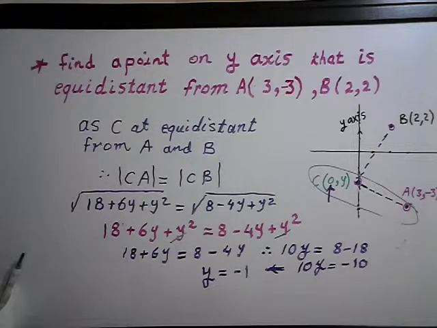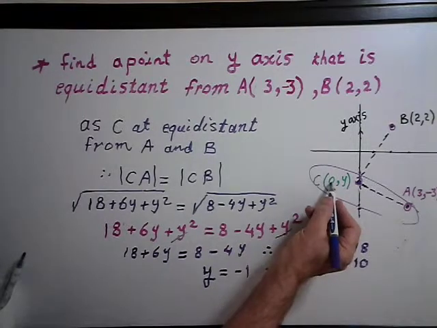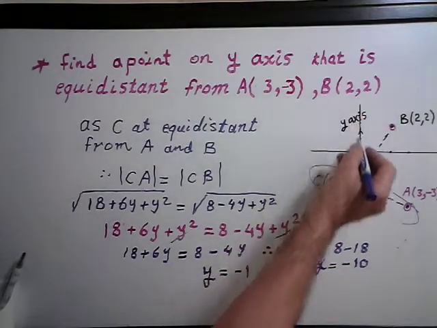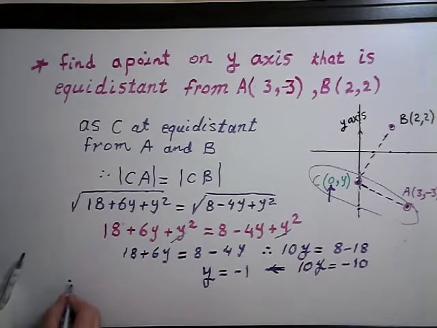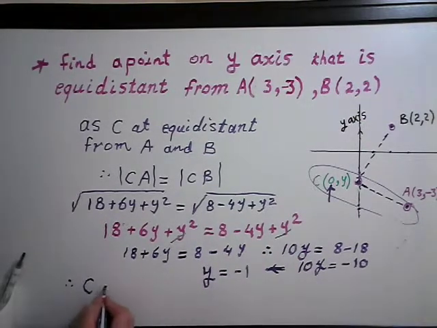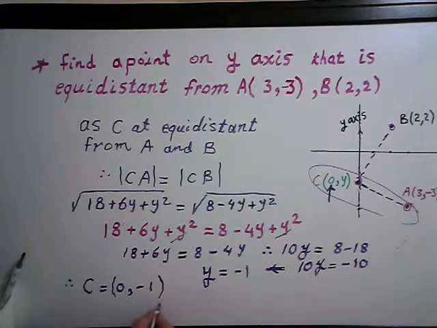As y is negative 1, and x is known as 0 because it lies on the y-axis, the point C is (0, negative 1). And this is the answer.